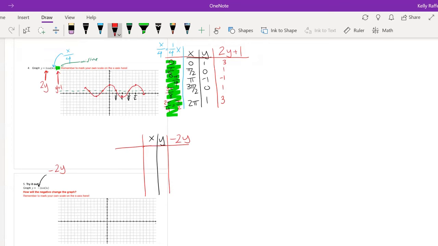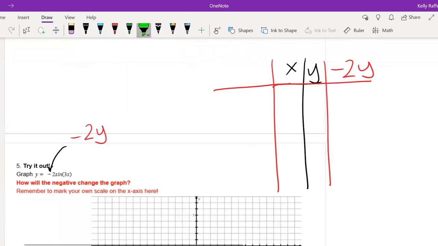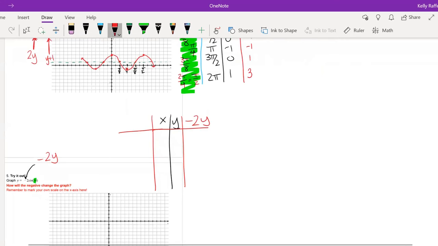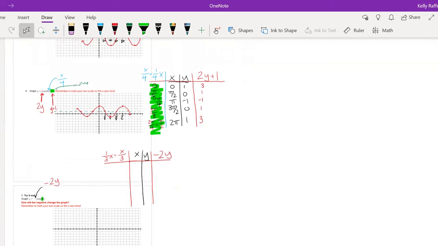Anybody know what's going to happen to the x? What happens if it's inside parentheses? What do we think? We've got a 3 times x in here. It becomes 1/3. Yeah, nice job, Destiny. We can write it as 1/3 times x. That's the same thing as x divided by 3. So whatever one you guys like. This is the sine graph now.